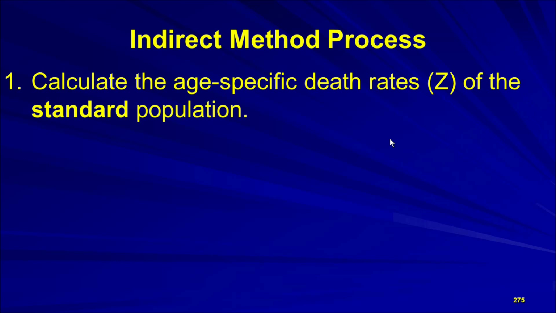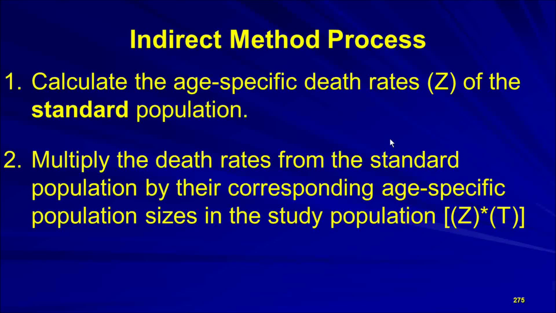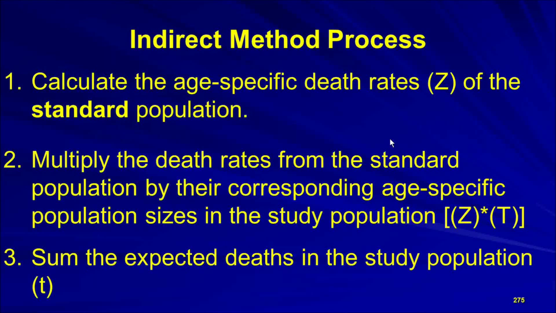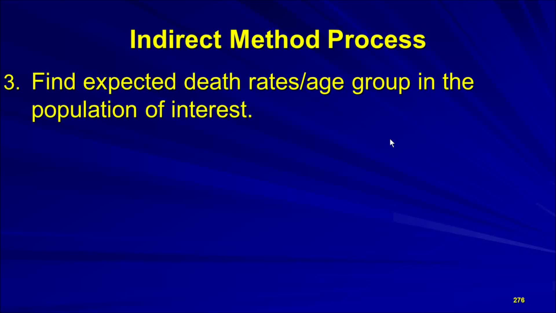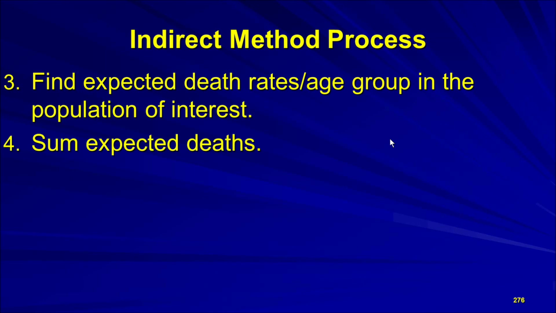Indirect method process. It says calculate the age-specific death rate of the standard population. Multiply that death rate from the standard population by their corresponding age-specific population sizes in the study population. Just sort of watch this as we go through. Sum the expected deaths in the study population. Now, by and large, this process is identical. It just depends on where you place the standard population and where you place the data for the subpopulation. Okay? Now, find expected death rates based on the US population. Okay? We're going to sum them.